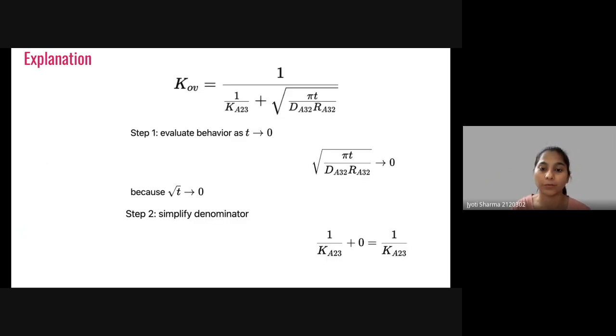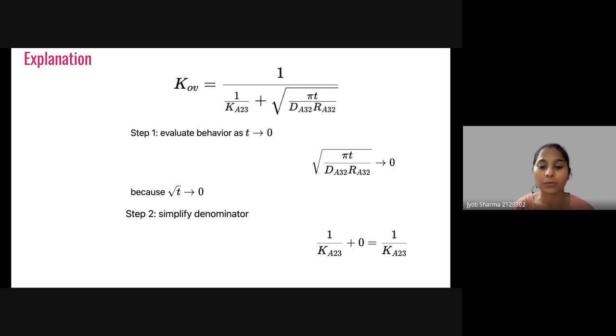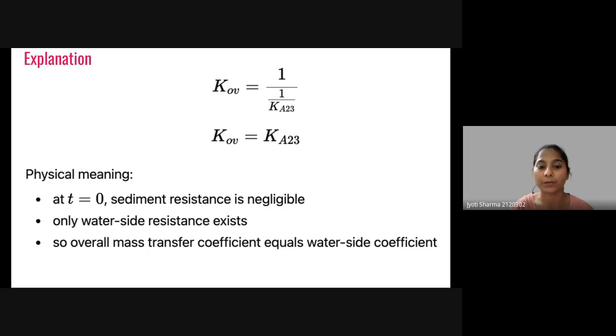So if this will be equal to 0, then what will be remaining is 1 by capital Ka23, and this will go up, and this will be equal to capital Ka23. What we are saying here is a very important part, the physical meaning. At time equal to 0, the sediment resistance is negligible because we already have concentration of A at the interface. Only water side resistance exists. Overall mass transfer constant equals the water side constant.